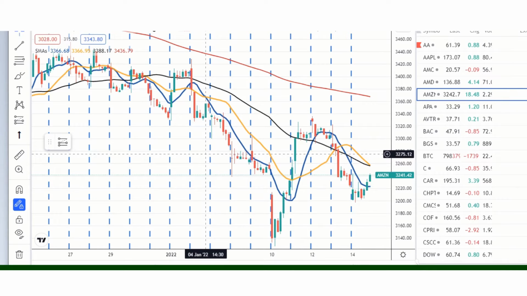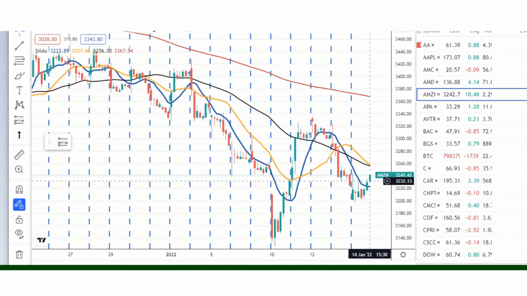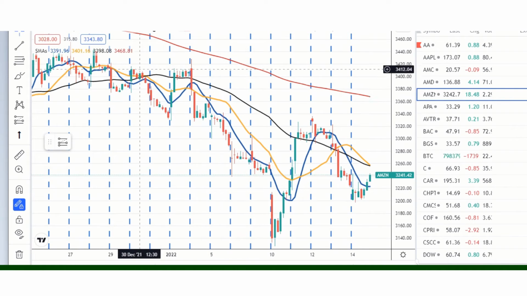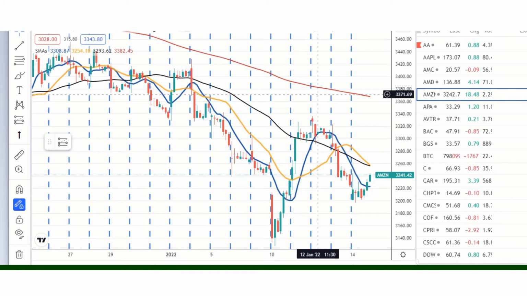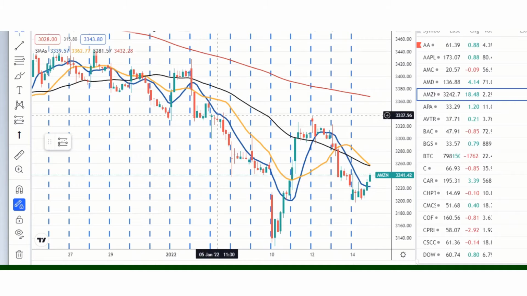And here I've got the blue line, which is a 9 moving indicator. The yellow line is the 20 moving average indicator. The black one is the 50, and the 200 is the red. What I like to look for is where the stock is in relation to the moving indicator, and I usually start with the blue one, which is the 9 moving indicator.